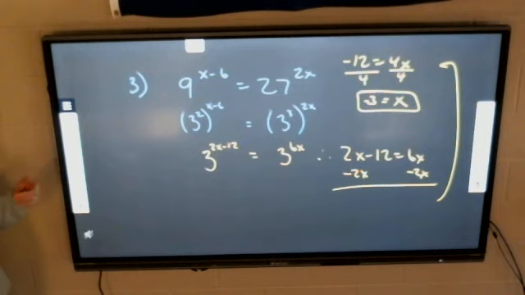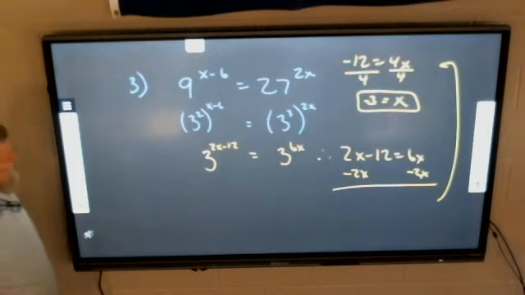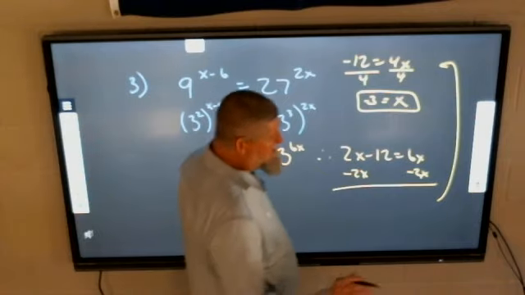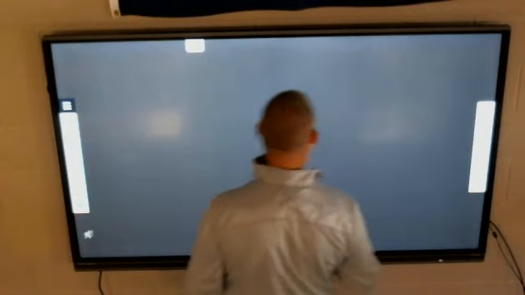Okay, so I showed you 1, 2, and 3. Any questions over those? Give me a scale of 1 to 5. Okay, I'm seeing 3s and 4s. So let's try a new problem using the skills that you have. Let me go to my notes. Let's try this one.